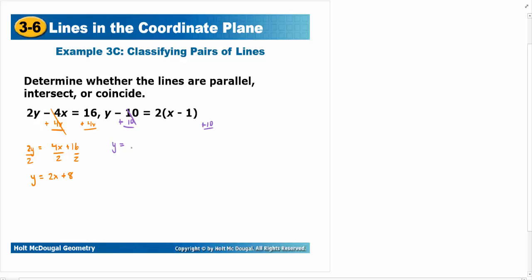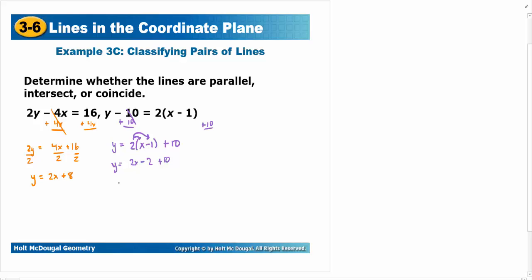Y equals 2 times x minus 1 plus 10. Alright, in this case we need to keep solving this so that we can get it into slope-intercept form. So I need to go ahead and distribute my 2. I'm trying to get all this simplified so I can get it into this form right here. So I'm going to have y equals 2x minus 2, and negative 1 is negative 2 plus 10.